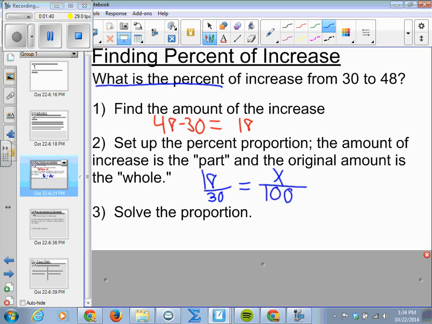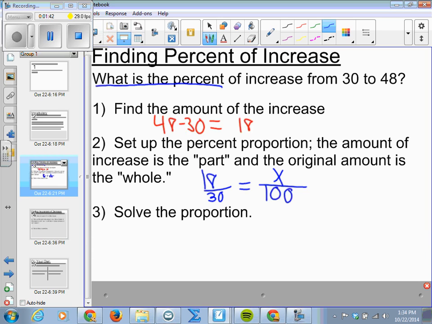And now we just solve our proportion. So 18 times 100 is 1800. Divide that by 30 for an answer of 60. So the percent of increase is 60%. Again, the key here is knowing the original amount. That's what we always compare it to.